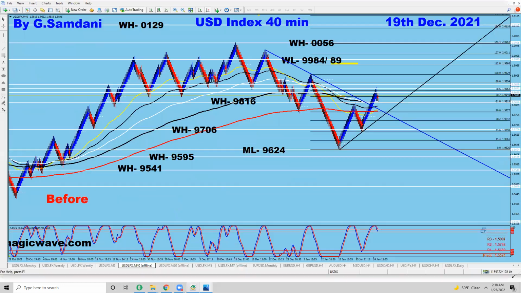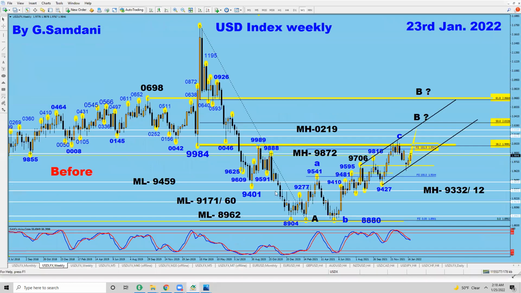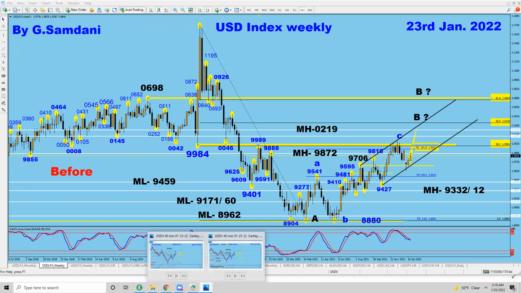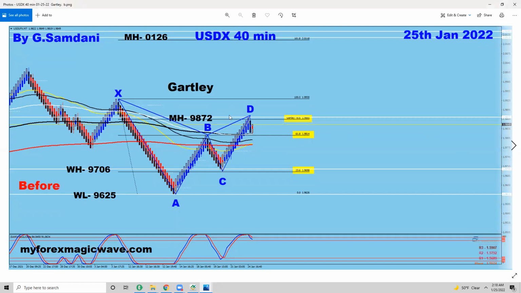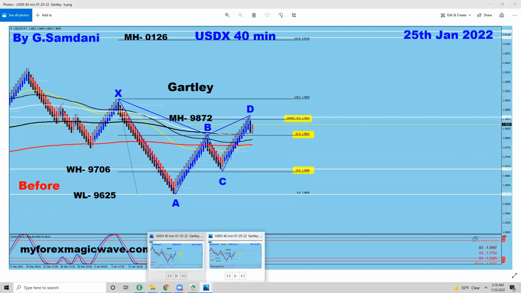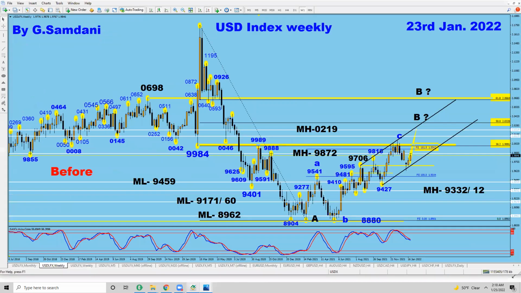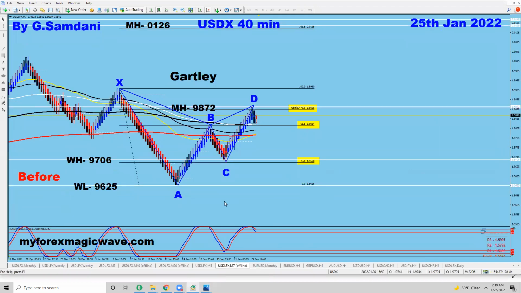For example, if I take you there, 98.72 is a monthly high right there. And where are we? Okay, I'm lost now. What chart was I showing you? Hold on. Yeah, this one.